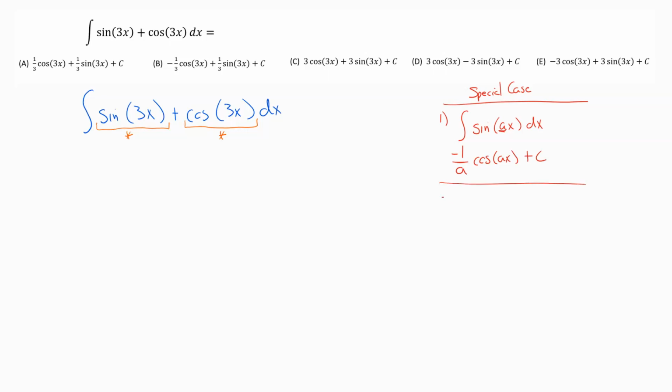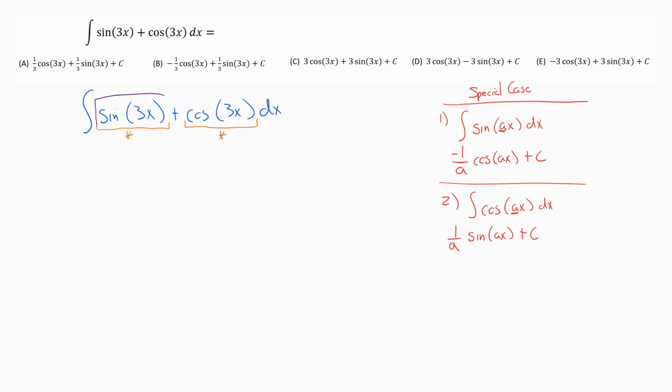And then the second one is what we would need to know for cosine. Again, remember it as the cosine of a number times x, and that'll just save you a little bit of work. From there, on the cosine we would get 1 over whatever that number is, that's positive this time, times the sine of ax plus c. So working with those and having them memorized becomes a lot more straightforward.